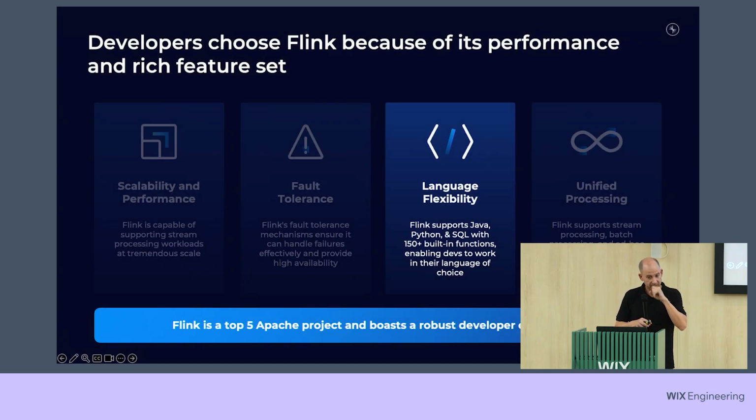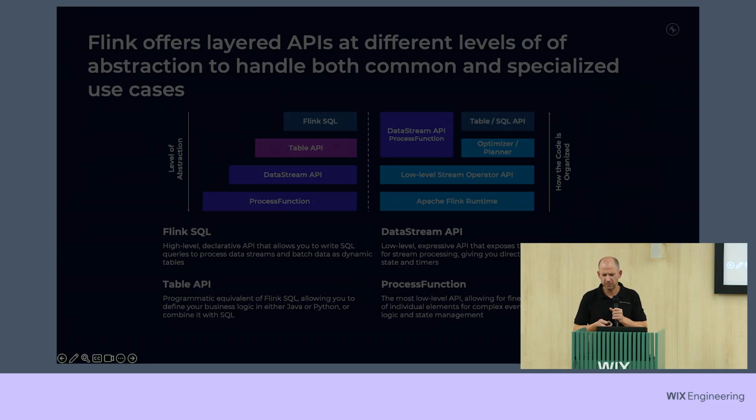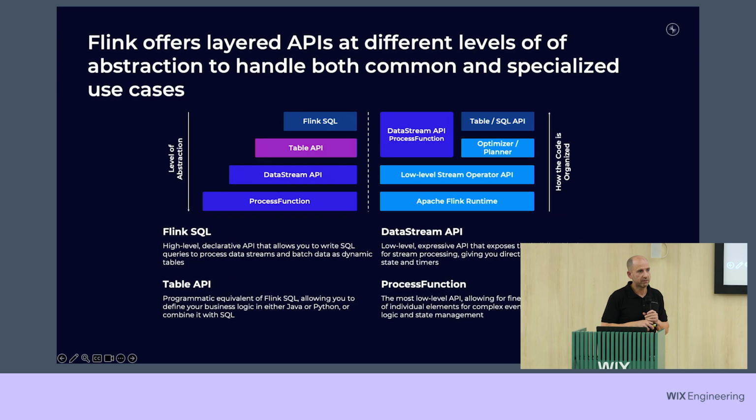This is probably the most interesting thing: the language support. Okay, so I talked about SQL, but Flink also supports Java and Python. But if we look here at the diagram, we can see that Flink SQL is one of the APIs. But if we look from the bottom up of this diagram, we can find the process function. Process function is actually a primitive building block, which directly manipulates Flink's state and timers.